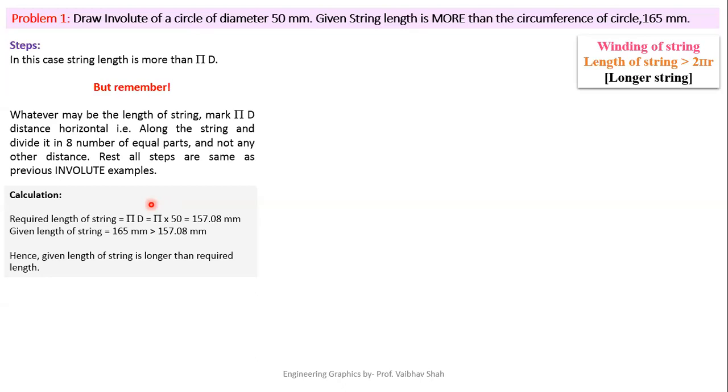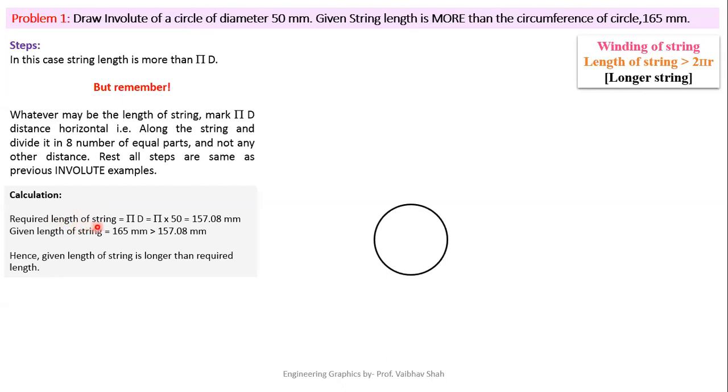So that means if we want to use our string to cover your circle completely, we must require a string length equal to the circumferential length of your circle, which means either you require pi d length or 2 pi r length, which is nothing but our required length of string. So let us first find out the required length of string.